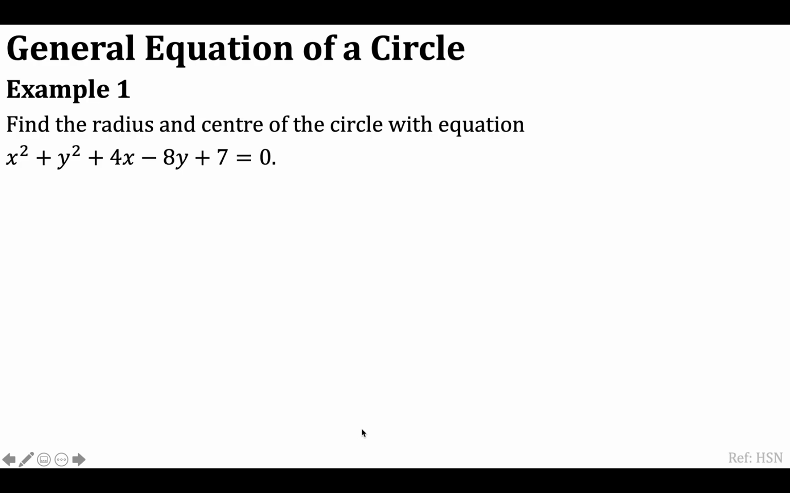So let's look at an example. The first one, we want to find the radius and centre of the circle with equation x² + y² + 4x - 8y + 7 = 0.